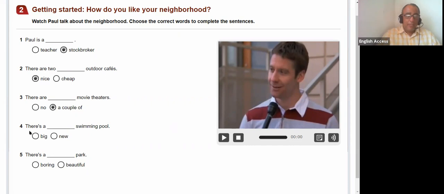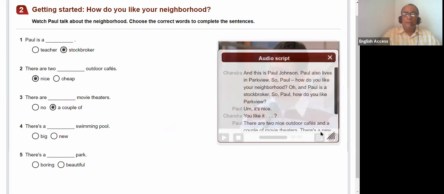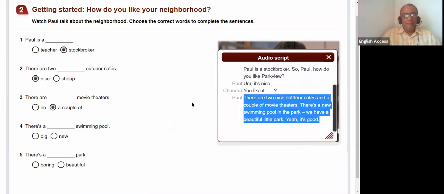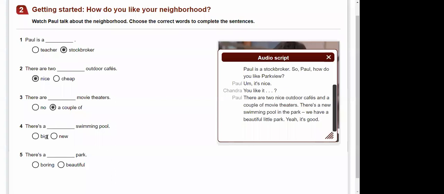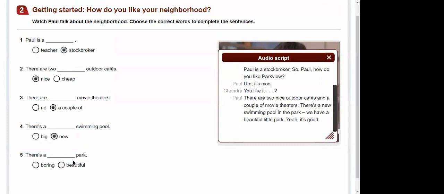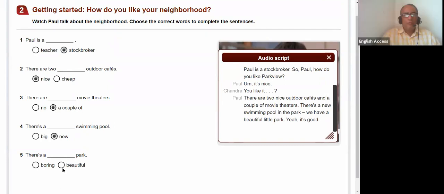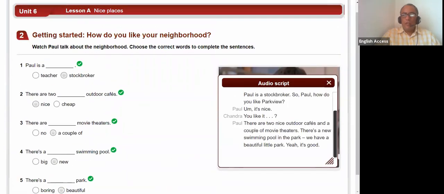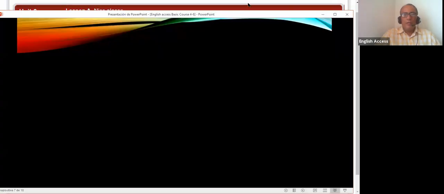Okay. Number 4, there's a new swimming pool. A new swimming pool. And finally, there's a beautiful little park, yes. Excellent job. Let me present you something here.